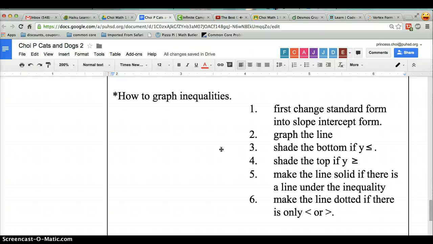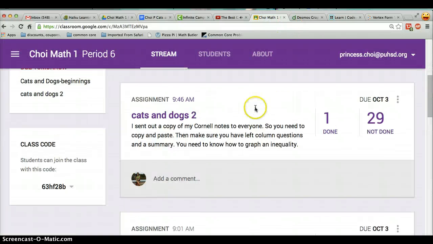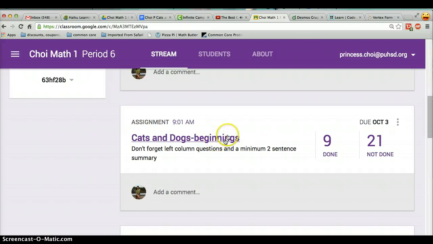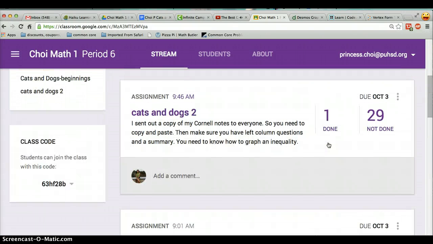And what you're going to do right now, hold on. So what you're going to do right now is you're going to write a minimum 2-sentence summary and at least one left column question, okay? And you're going to submit it to Google Classroom. And if you go into Google Classroom, you would see cats and dogs too. Whoever already submitted it, make sure you unsubmit it because you put it in the wrong spot. The previous one is supposed to be cats and dogs beginnings, okay? So make sure you put it in there, all right?